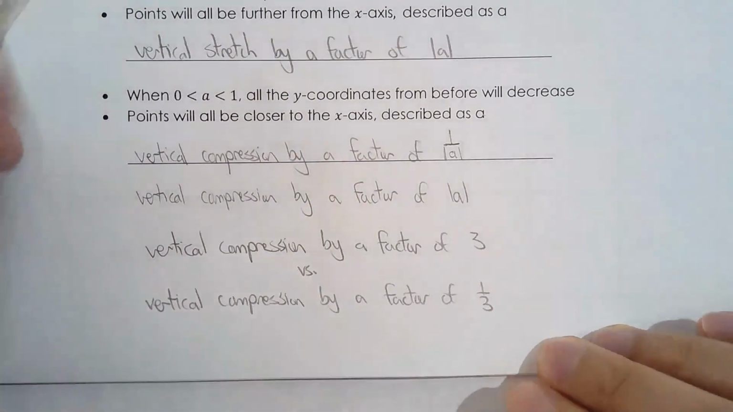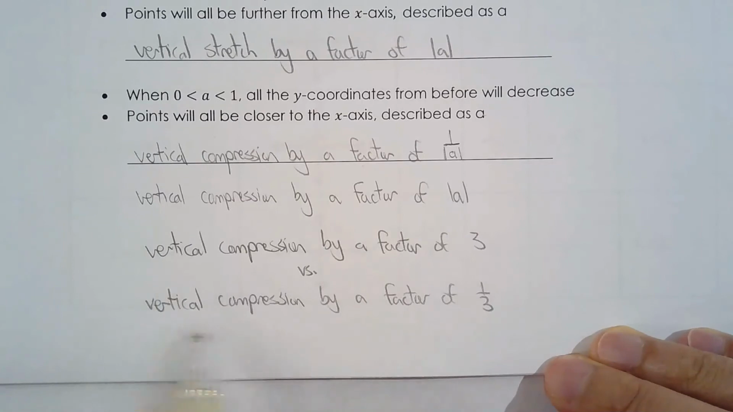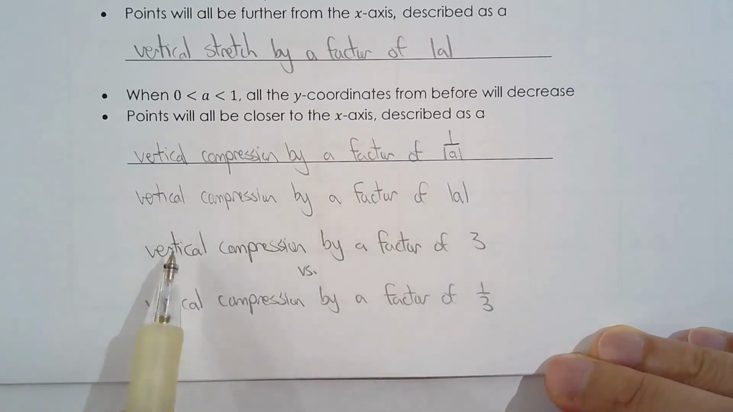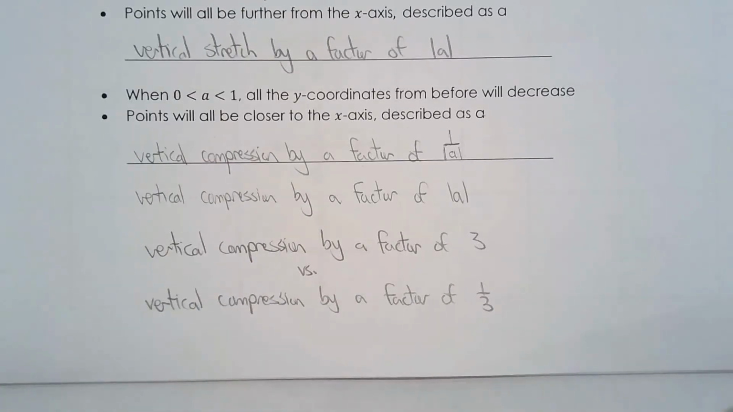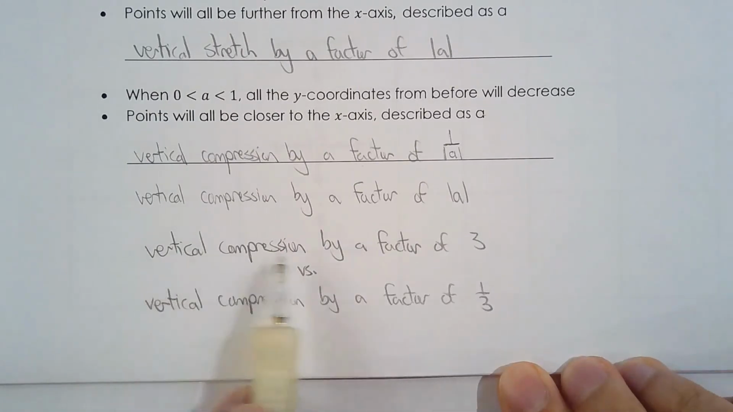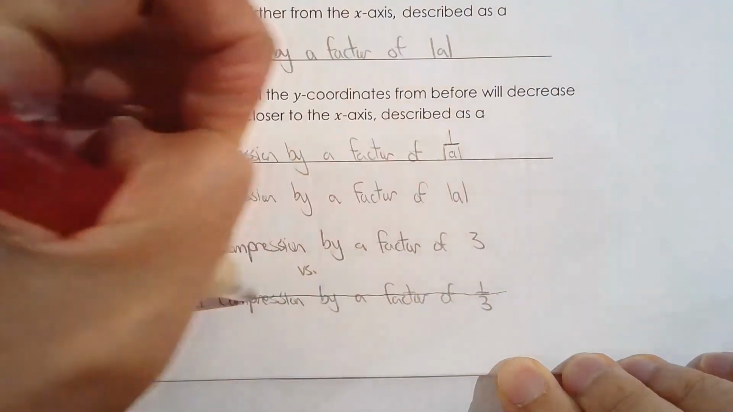Which one of these statements, to be honest, is purely an English question. Read these two lines very carefully and ask yourself, which one of these says, I'm going to take my original y coordinates and divide by 3? I'm going to say this one, because this other one is a double negative. That just does not make sense. So I'm going to cross this out and cross this out.